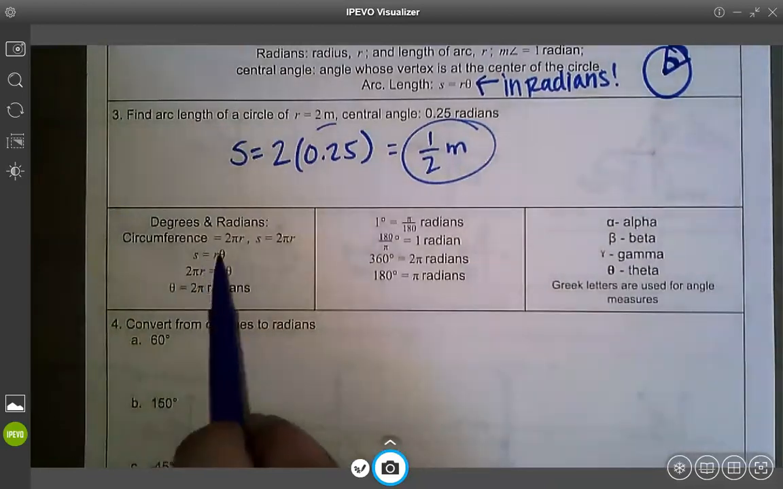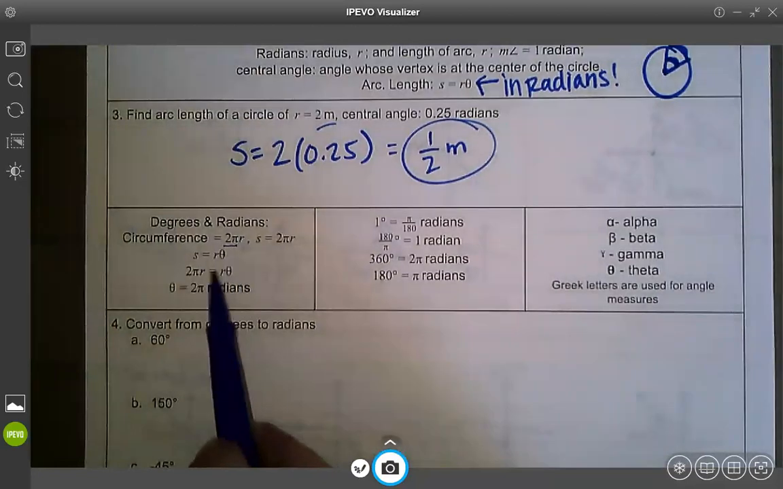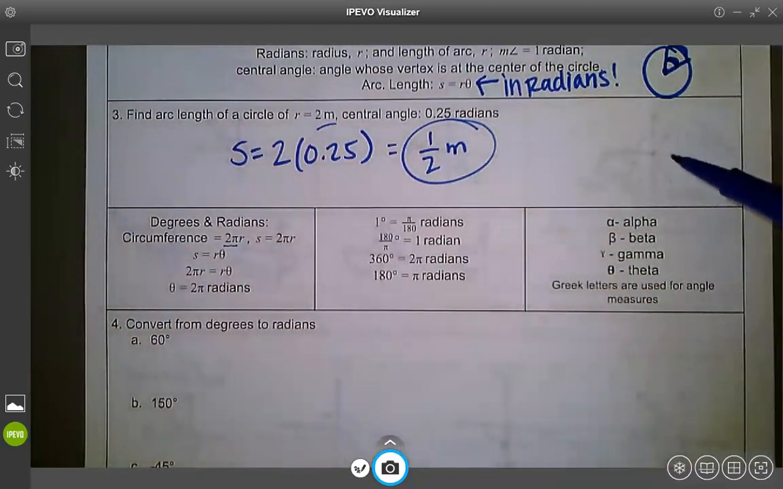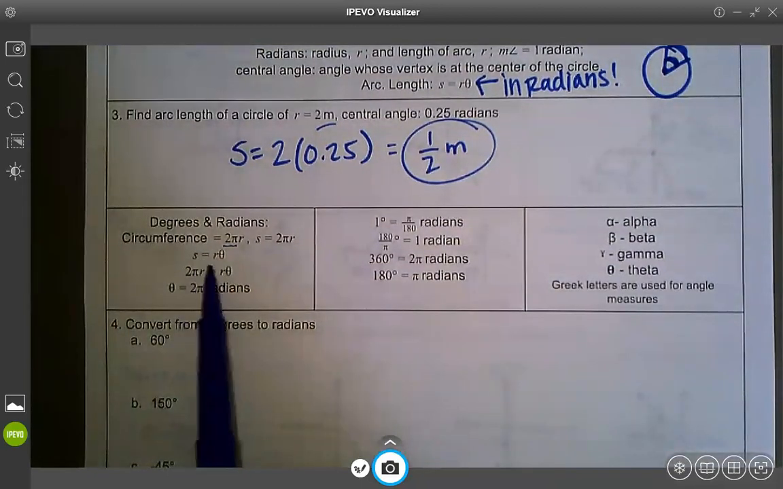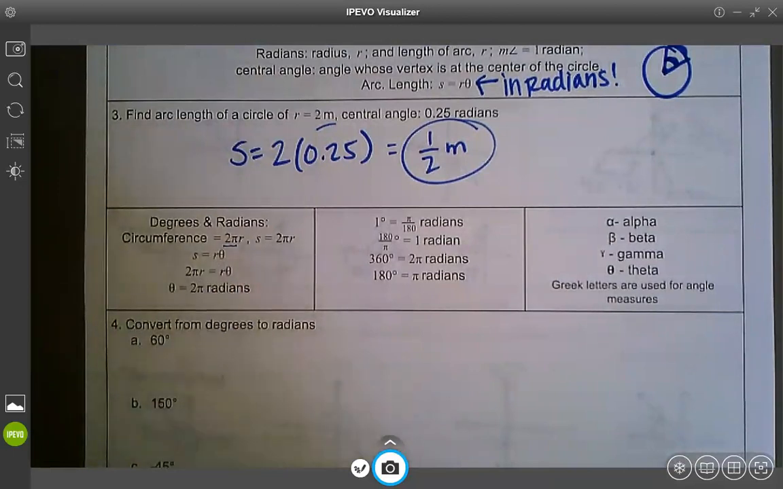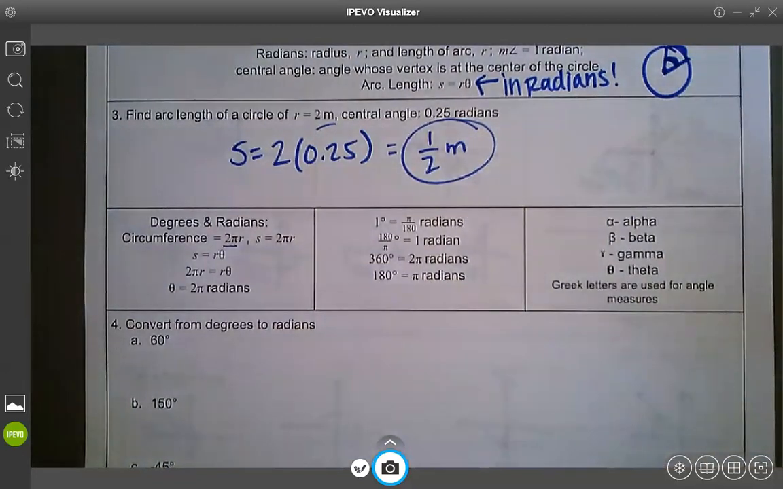Degrees and radians, remember the formula for the circumference of a circle is 2 pi r. That would be sort of your arc length, but for your entire circle. Arc length formula, r theta, as long as theta is in radians. These are just some different values: how to convert between radians and degrees, and then some variables. These are Greek letters, and they're used a lot for angle measurement, and we'll use more of them as we move on and get into triangles.